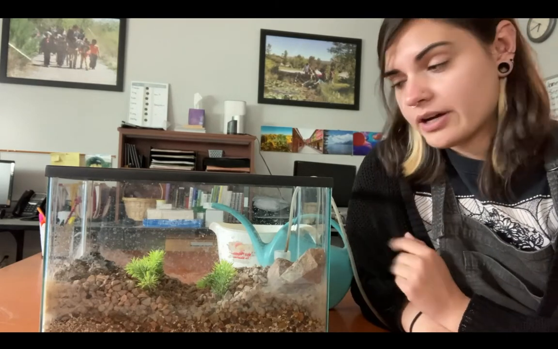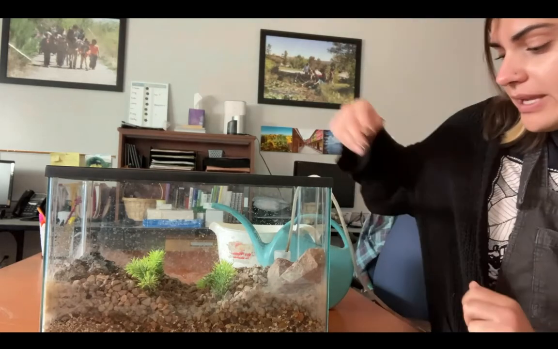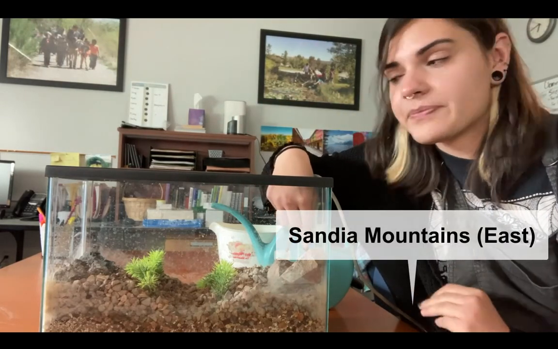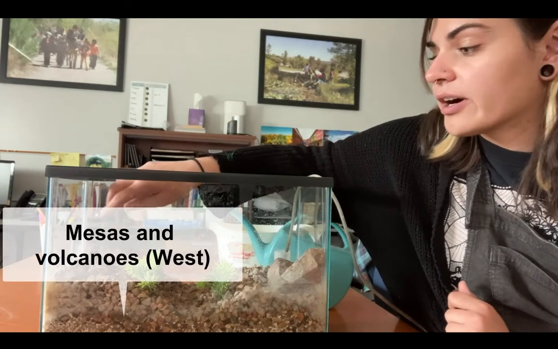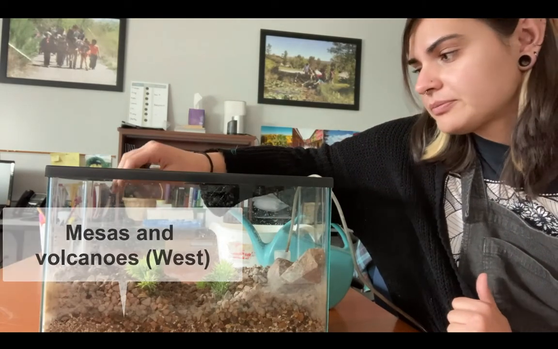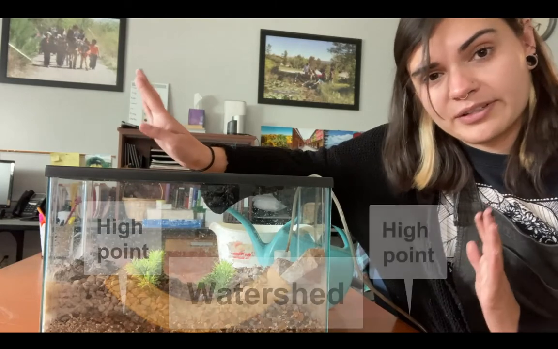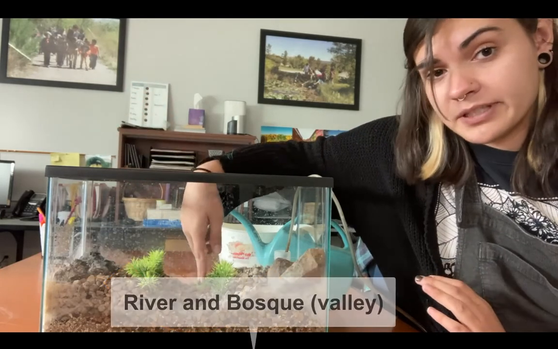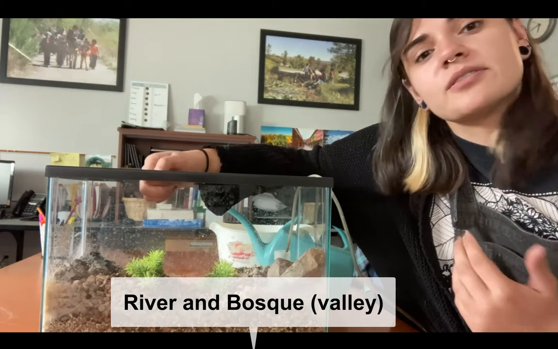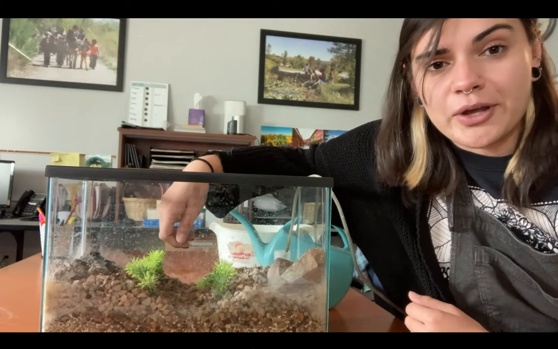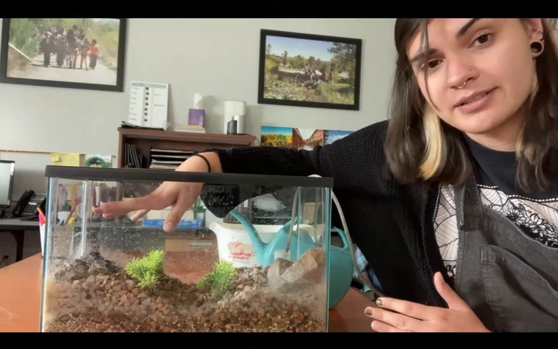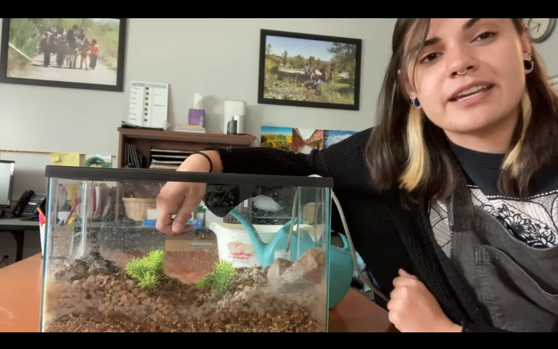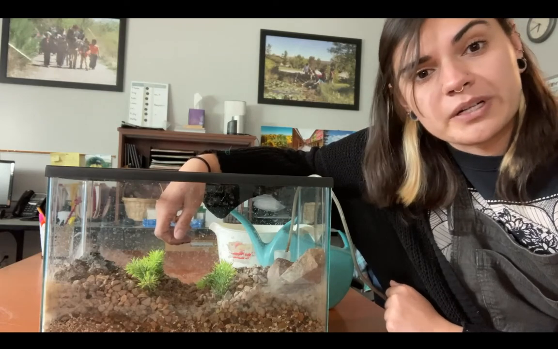So a simple layout of it is very similar. We have our mountains on one side, so these can be like the Sandia Mountains. On the other side, we have our mesas and our volcanoes. And having those two high points on either side, just like it is in Albuquerque, creates a valley with our river in the middle. So I'm going to zoom you in now so I can show you a little bit more about how our groundwater works. We're going to be looking down below the rocks here and seeing exactly how our groundwater works.